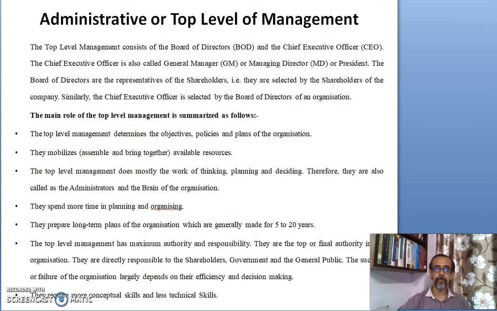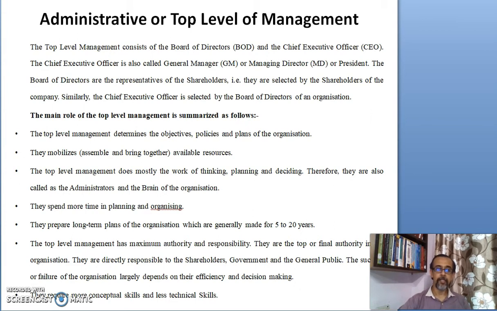The main role of the top management is summarized below. The top management determines the objectives, policies, and plans of the organization. They mobilize, that is, assemble and bring together available resources. The top level of management does mostly the work of thinking, planning, and deciding. Therefore, they are also called the administrators and the brain of the organization. They spend more time in planning and organizing. They prepare long-term plans of the organization, which are generally 5 to 20 years down the line.